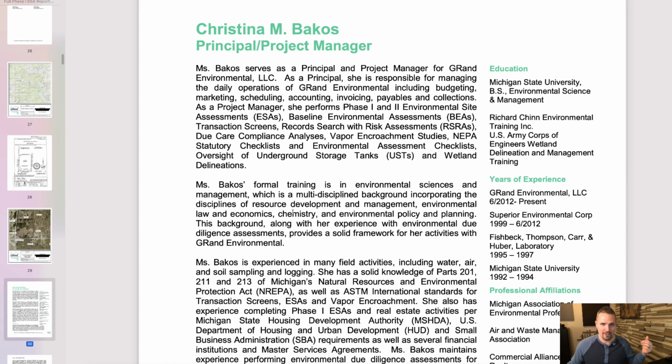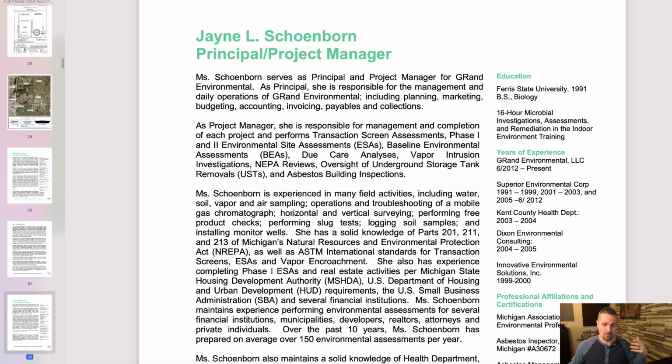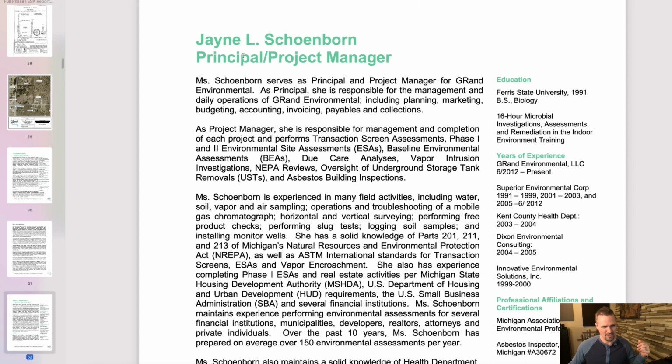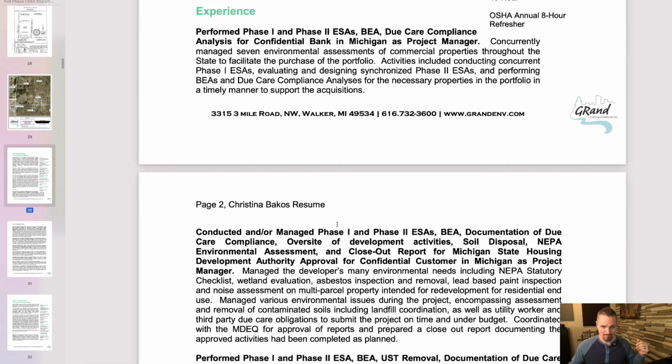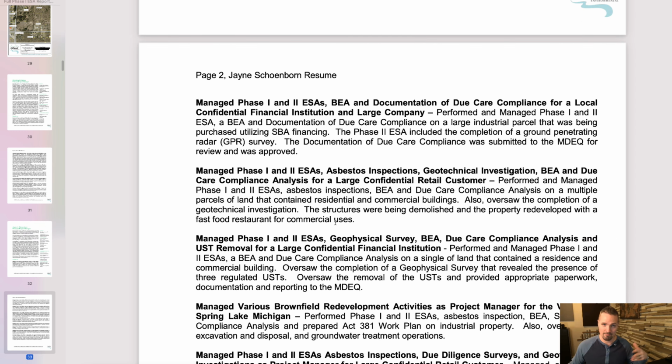And as we go down here, this is one of the environmental consultants' resumes, just kind of explaining, I know what I'm talking about. I am a certified, licensed person to do this. I'm legit. Here's all my information. And then here's the exact same thing for the other person who did a lot of the information. In this case, Jane, I believe, did most of the work, and then Christy reviewed all that work. So it's not just one person's opinion. There's a couple people involved, and they agreed on everything.